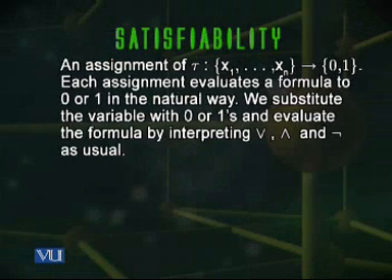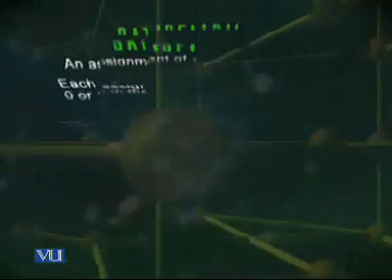Now an assignment of the variables is a mapping from the variables to 0 and 1, or true and false. Each assignment evaluates the formula to either 0 or 1 in a natural way. We substitute the values 0 and 1 and evaluate the formula by interpreting and, or, and not in the usual sense. So once I assign the variables, then I can find out whether the Boolean formula is true with respect to that assignment or not. Let's look at an example.